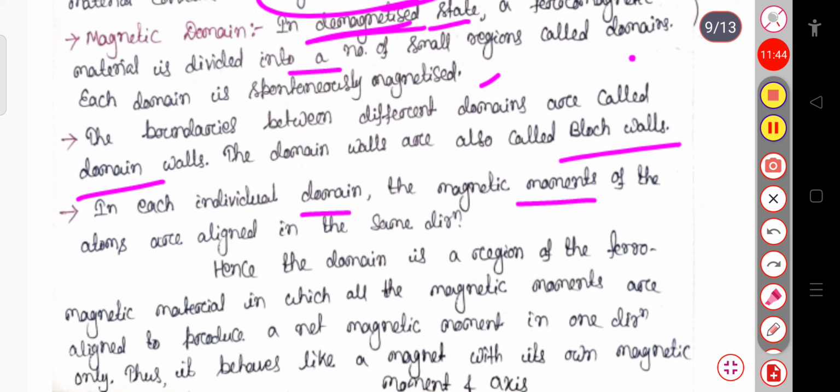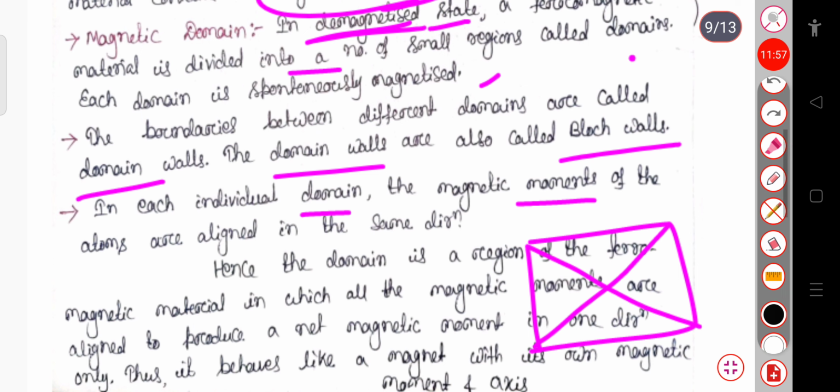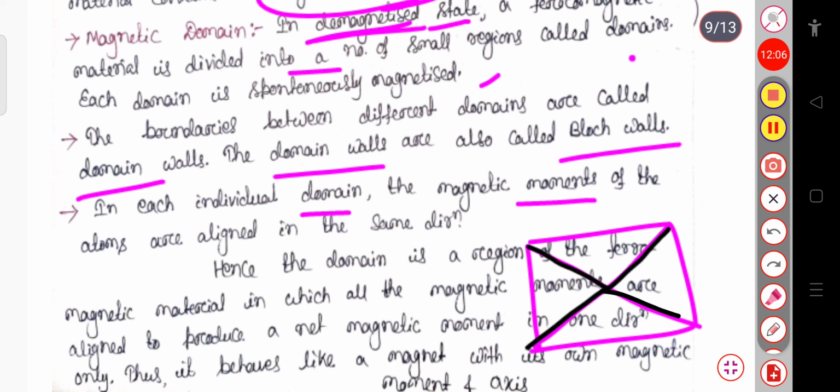Let me tell you what the domain walls are. Let me draw like this. Suppose there are 4 domains here. The domain walls are the separation lines between the two different domains, this black one. These are called the domain walls, and these are also known as the Bloch walls.